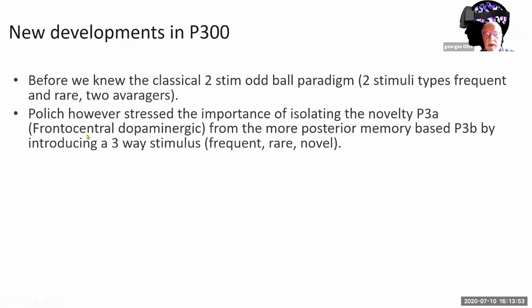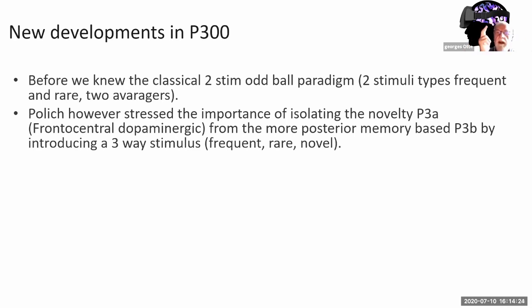It's a frontocentral peak, the first peak of the P300, the P3A, and this is determined by dopaminergic neurons, while the P3B, which is more memory-based, is more noradrenergic. So these two peaks have a completely different clinical meaning. And what Polich said is, in order to extract them optimally, you need, in fact, a three-way paradigm.